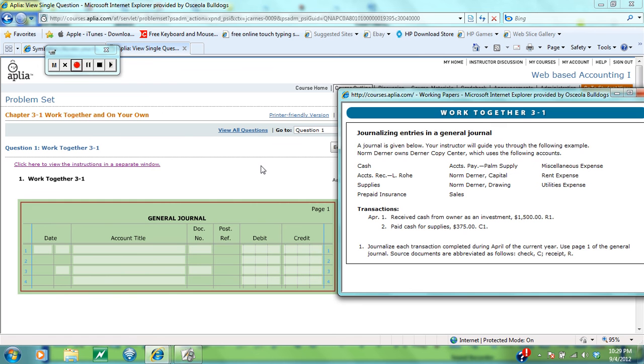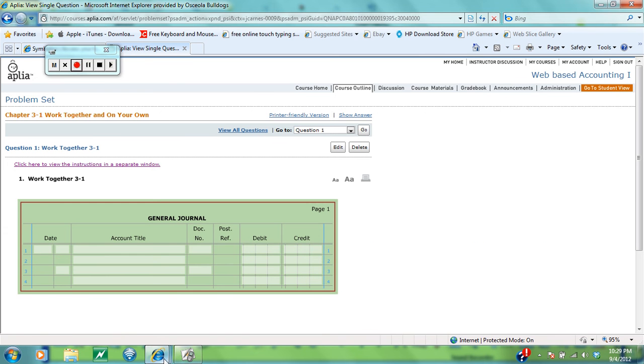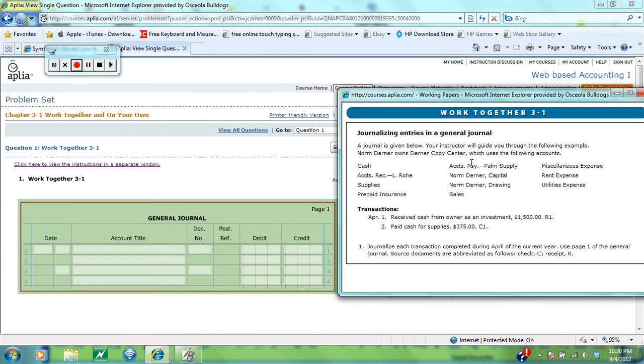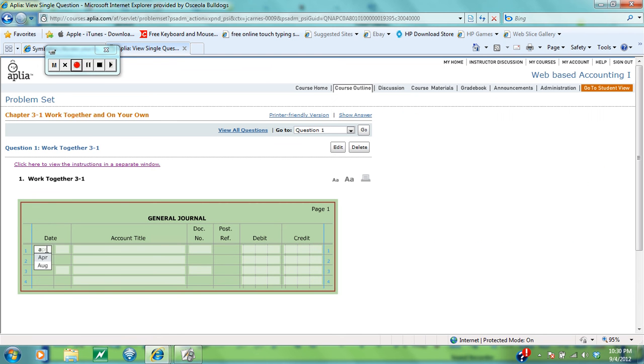Okay, now looking at the transactions quickly, this is your account titles. You cannot use any other account titles. Where it says account titles, here's what you're going to use. On the date, they only put the month on the first date on that page. So, April goes here. And it was the first.